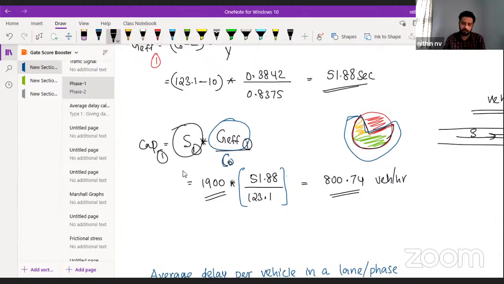For example, if they give in the question that the saturation time headway is 1.895 seconds, how can we calculate this S value? It is nothing but 3600 divided by the saturation time headway. If you do this calculation, you will get approximately 1900. Instead of giving you the saturation flow value, if they give the saturation time headway, then using that we can calculate it.